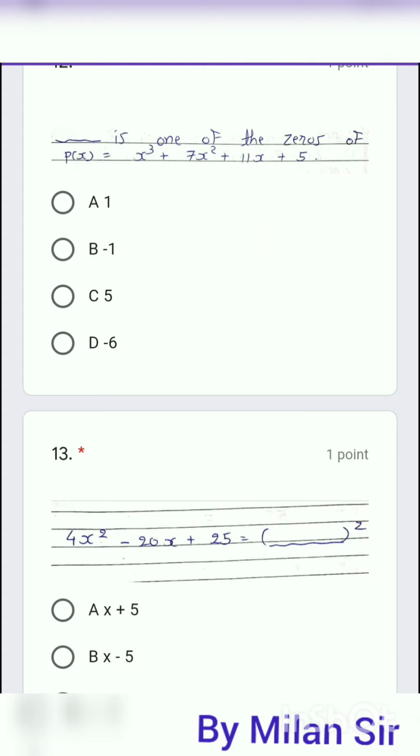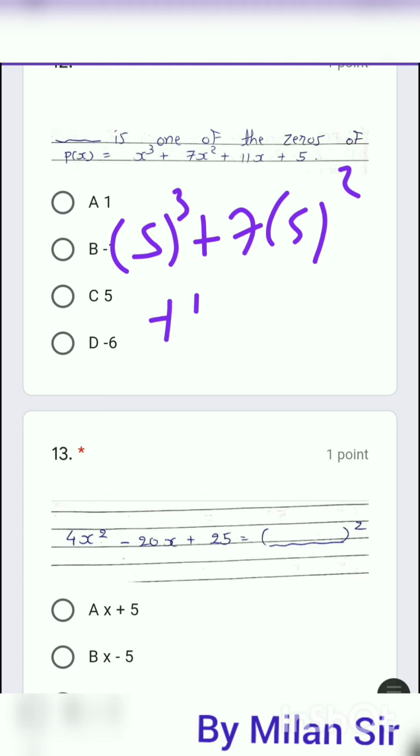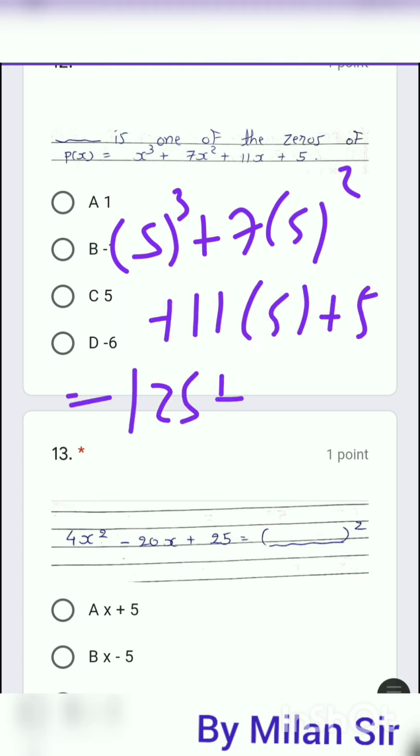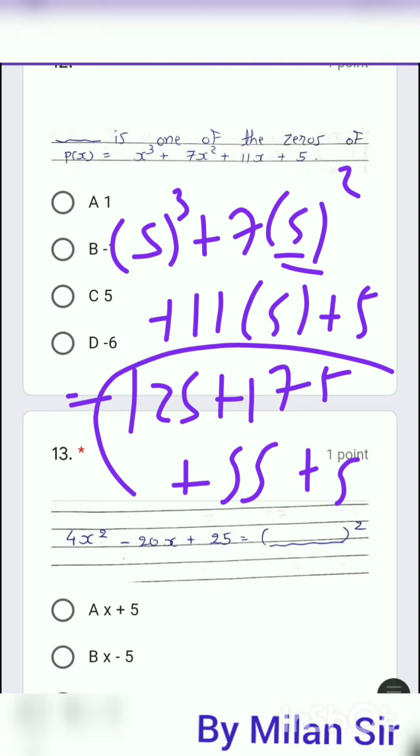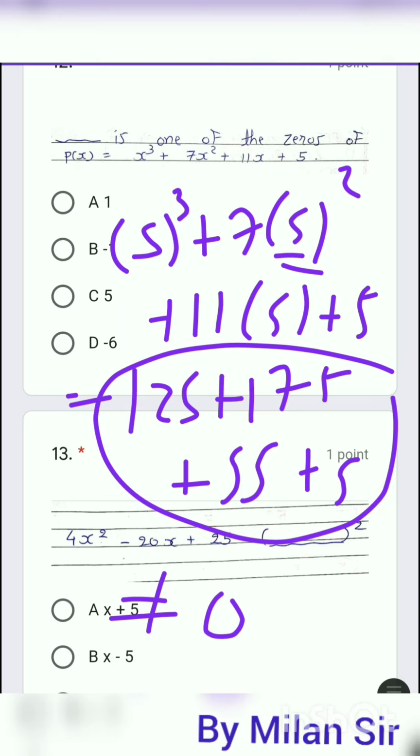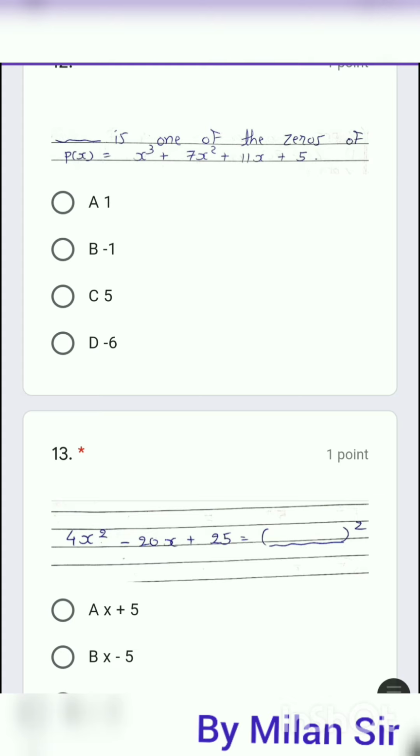Now if we put the value x equals 5, so 5 all cube plus 7 into 5 all square plus 11 into 5 plus 5. 5 all cube is 125, 5 square is 25 into 7 is 175, 11 into 5 is 55, plus 5. If we add all the numbers, definitely we do not get the answer 0. That's why this is not the correct answer.